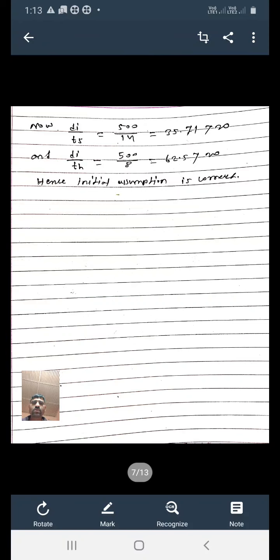Yesterday we solved some numericals on the thin cylinder. Today we will go on to the thick cylinder. Today we will complete the theory of the thick cylinder.